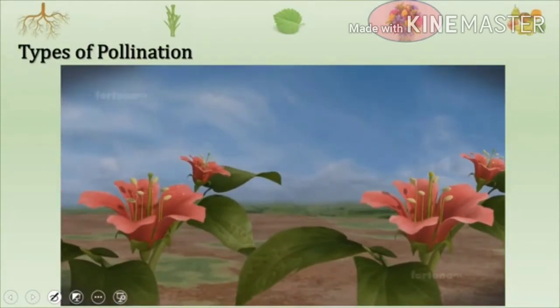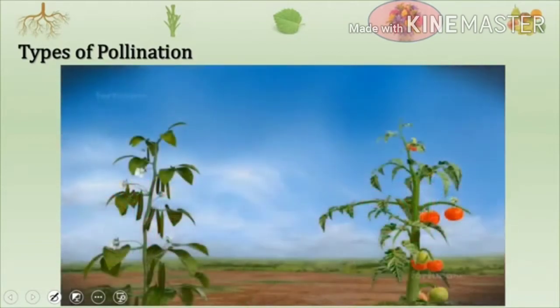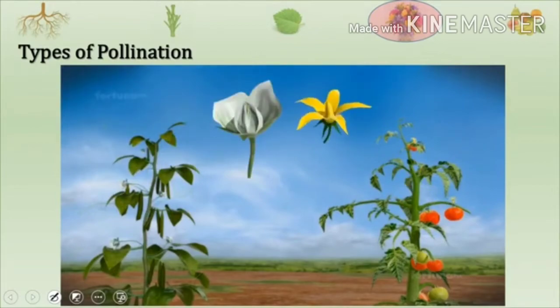Okay, so now see the next. The transfer of pollen grains from the stamen of one flower to the stigma of another flower within the same species is called cross pollination.